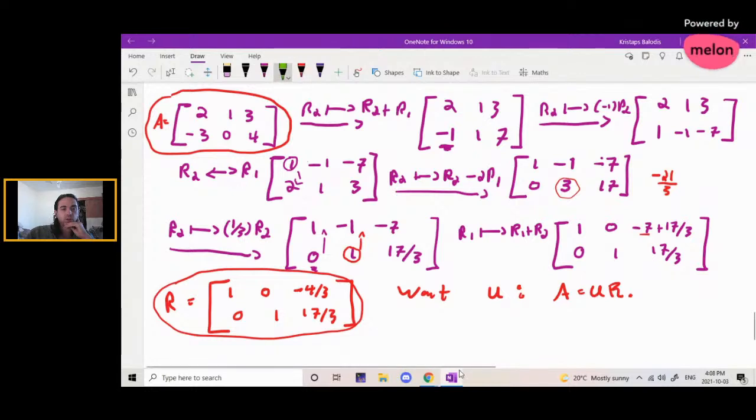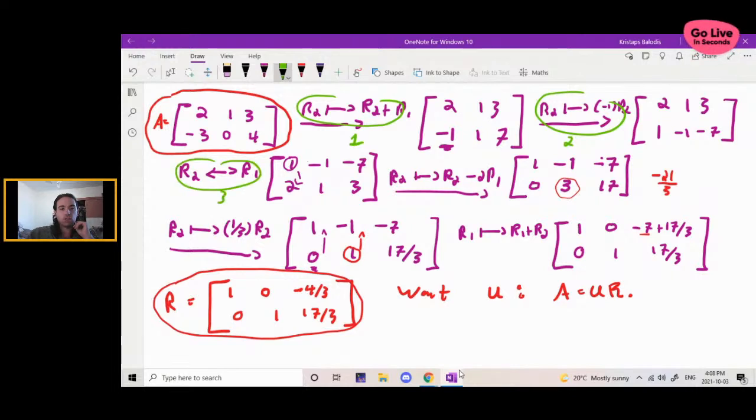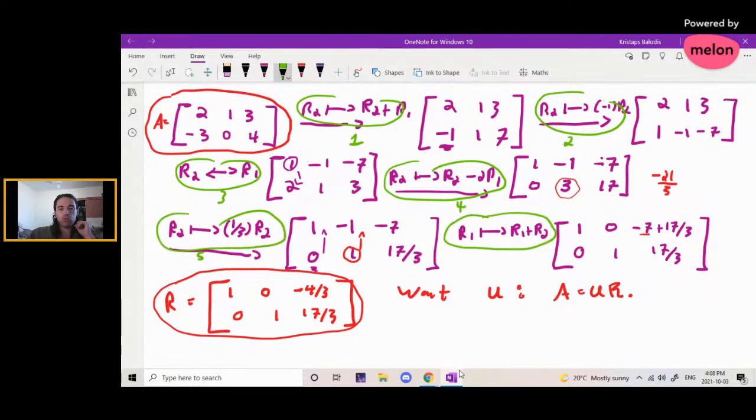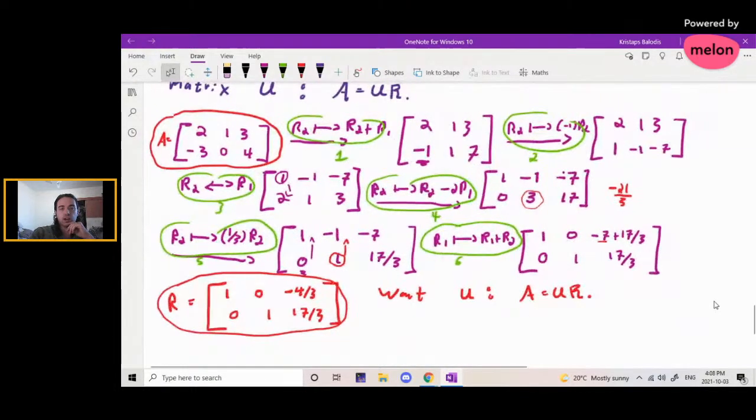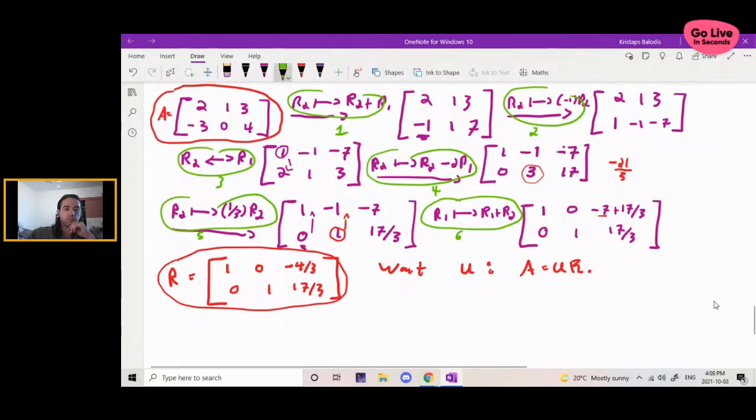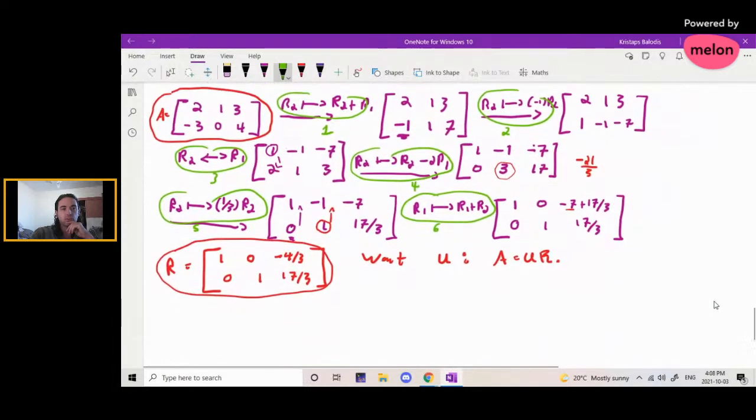So let's see. This is row operation 1. This is row operation 2. This is row operation 3. This is row operation 4. This is row operation 5. And this is row operation 6. So the usual way that we could do this is we would take the identity matrix and form the elementary matrices corresponding to each of these matrix operations.